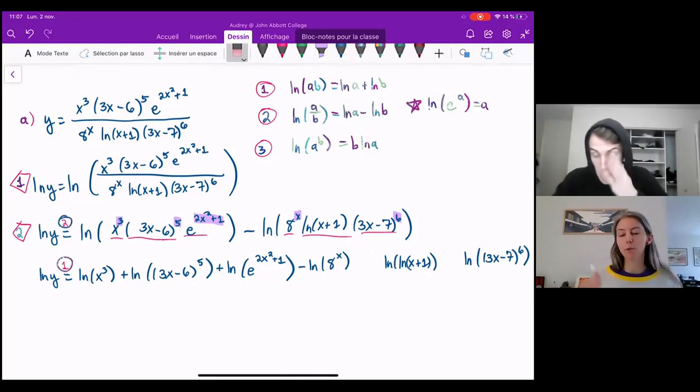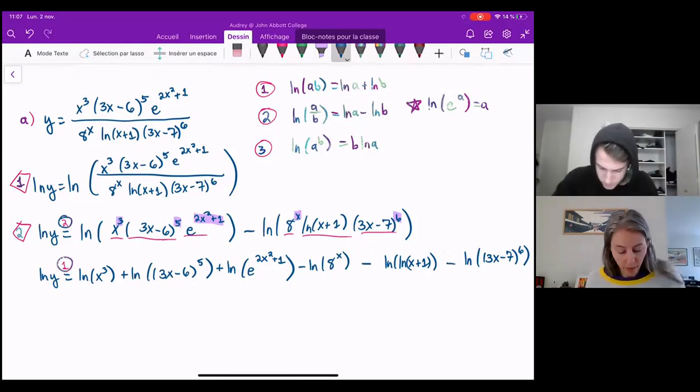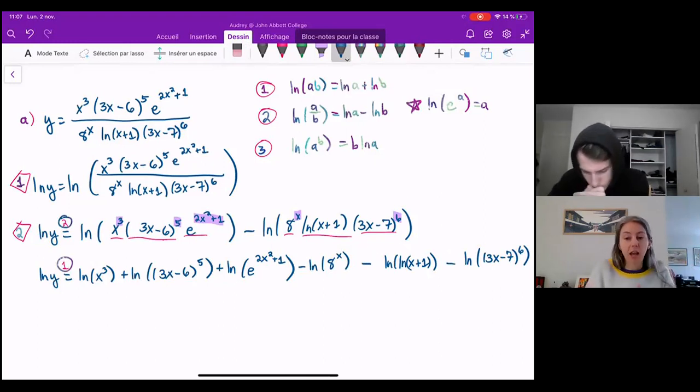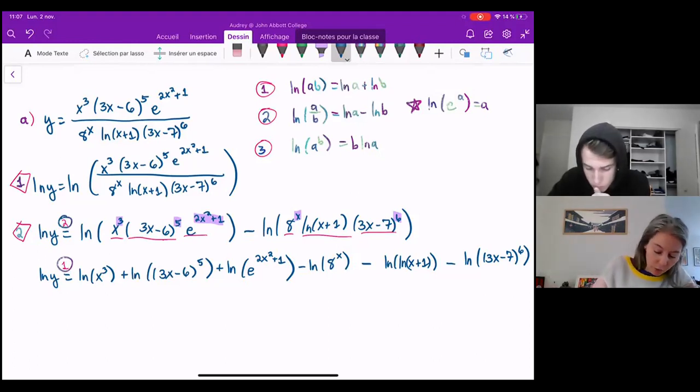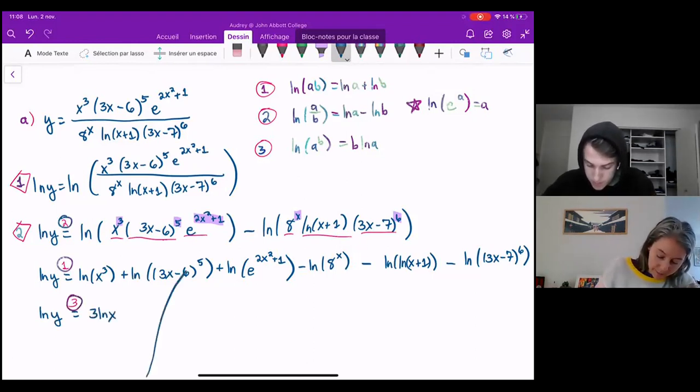What sign should go in between those lns? Minus, because we're distributing that minus sign. You got it. So there's a minus, there's a minus. Good job. Okay, now notice I can use rule 3 because now I have just x to the power of 3. Each thing in the ln is to the same power. So here I'm still in step 2, only now I'm using rule 3 over here. And I'll have 3 ln x plus 5 ln of 3x minus 6.